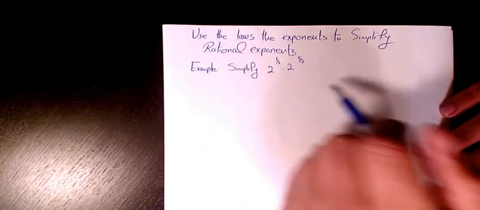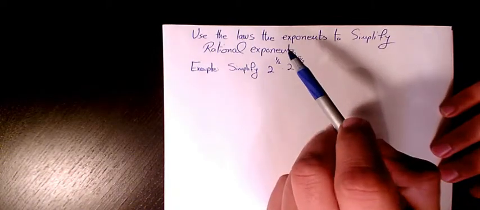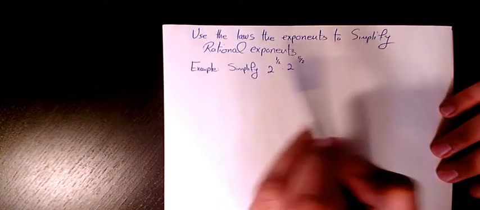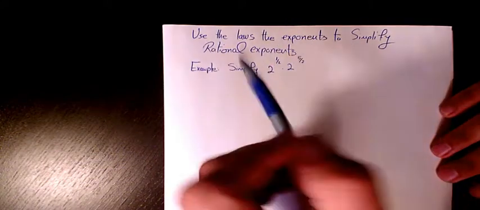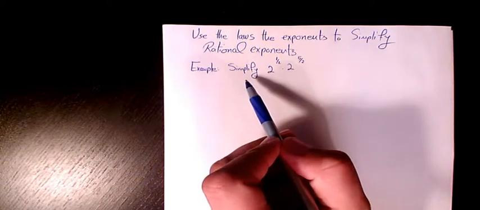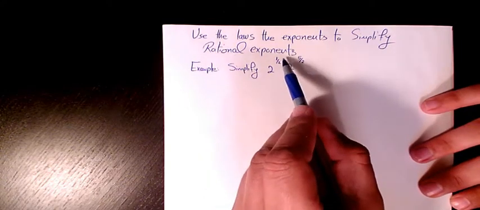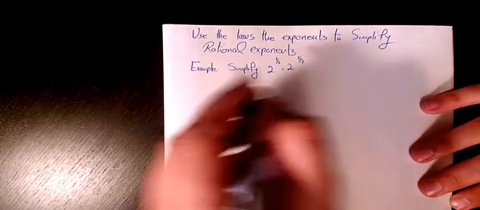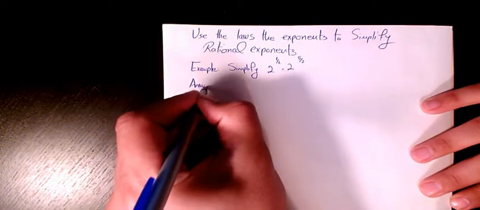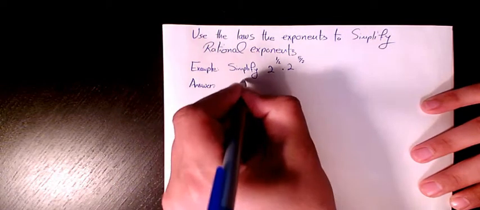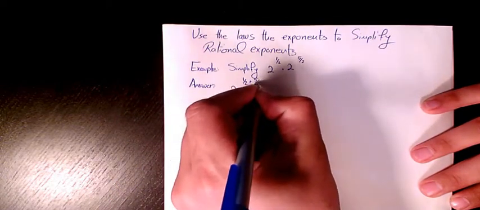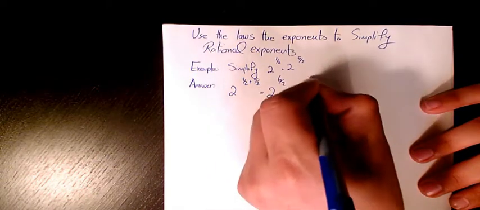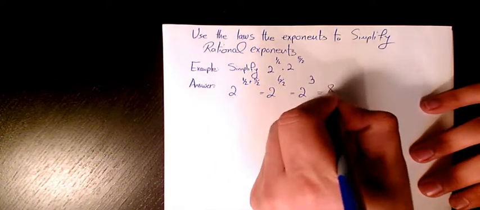This video I want to show you some examples and how to use the laws of exponents to simplify rational exponents. The first example I have here is simplifying 2 to the power of 1/2 times 2 to the power of 5 over 2. So the answer will be 2 to the power of 1 over 2 plus 5 over 2. Let's make it 6 over 2, which is going to be 2 to the power of 3, and 2 to the power of 3 is 8.